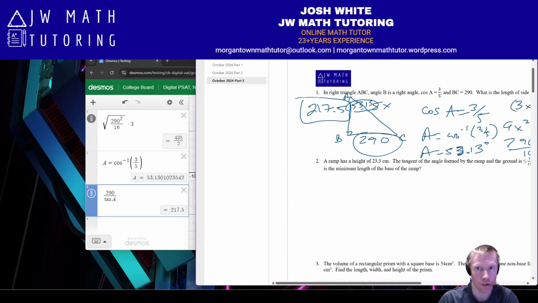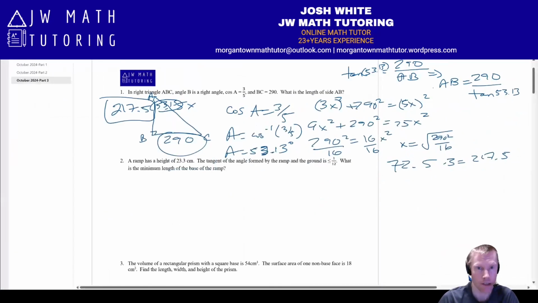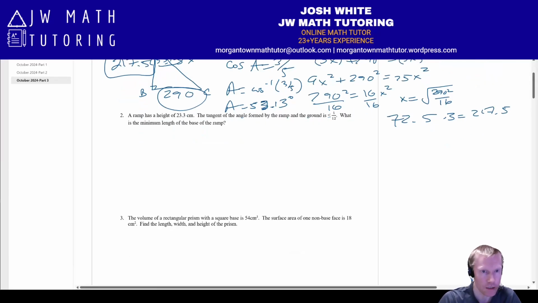Okay, so those are two different ways that you could solve for the side length AB. Again, there's technically even more ways. You could technically find the value of C, and then use the measure of C to solve for it. But that's just an extra step that you don't really need to do. All right, let's talk about the next problem.